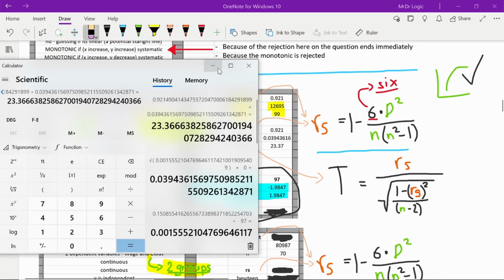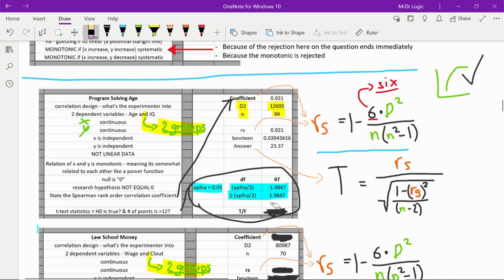So that's how you do the t. And then obviously here the df, alpha 0.05, and then what you would do here is this. Since it's like 0.0 whatever, this is negative, this is positive. Just know that if it doesn't fall in between the range, 23 is way too big, all right? It doesn't fall in between this range, so we immediately reject it. And so this is what we do for the t.